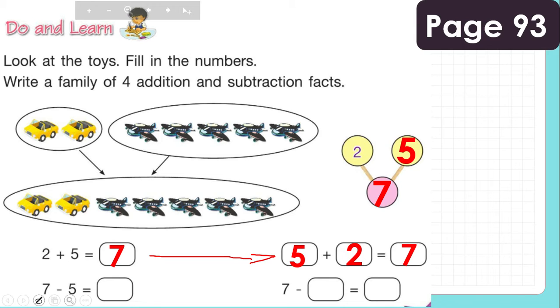What if the last number is missing? We're just going to add them. Naka. So 7 minus 5 equals 2.